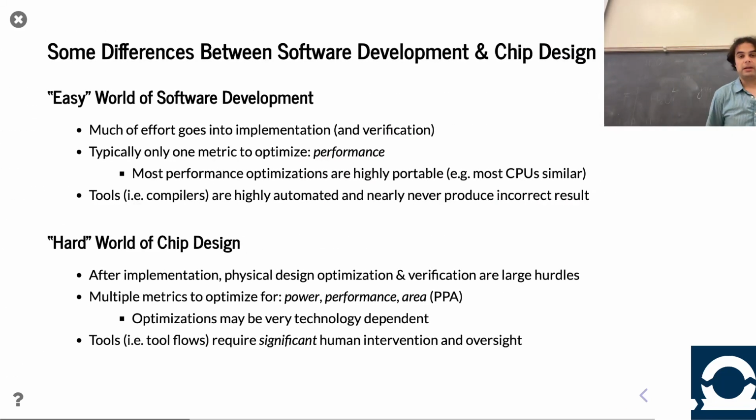Continuing on this thread of differences between software and hardware design, people may be very used to software, which is what I designed this course for. I'm going to call it the easy world. I put quotes on that because, of course, it's not easy, but it's comparatively easier. When you're writing code, you spend all this effort writing the code, getting it correct, and verifying it, but then you're basically done. You might spend some time thinking about performance, making sure you don't have any quadratic algorithms, that we have linear algorithms and that sort of stuff. But for the most part, things are very portable. If you make your code faster on one CPU, it's probably going to be faster on another CPU.